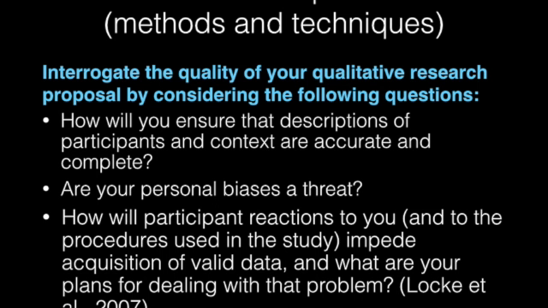How have you ensured that the descriptions of participants in the context are accurate and complete? So we're going to make sure that the way that you're planning on collecting the data and analysing it are really going to be able to describe the participants in the context properly. Are your personal biases a threat? Can you see some of that coming out in some of the questions that you've proposed to ask? And how will participant reactions to you and to the procedures used in the study impede the acquisition of valid data? And what are your plans for dealing with that problem?